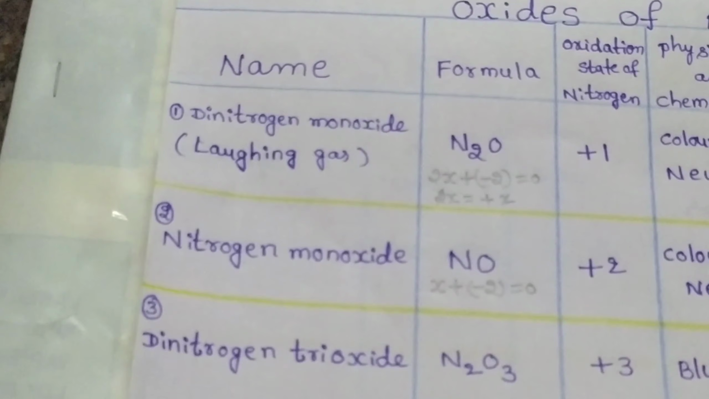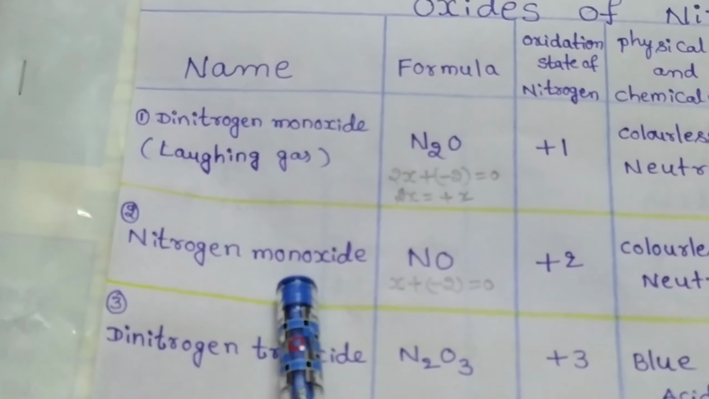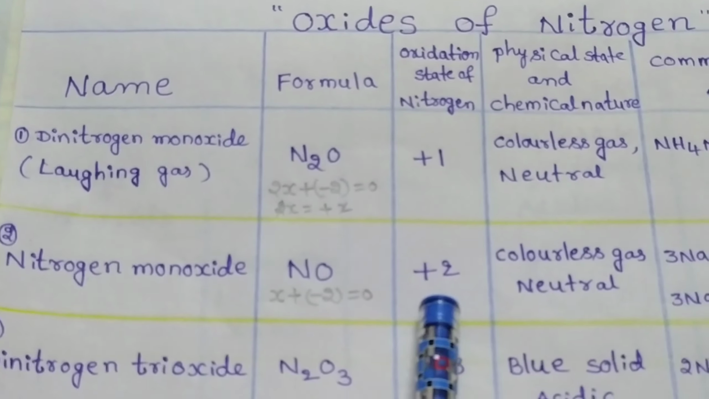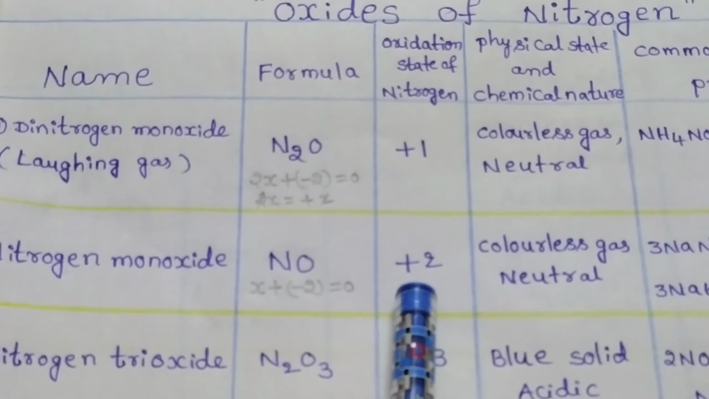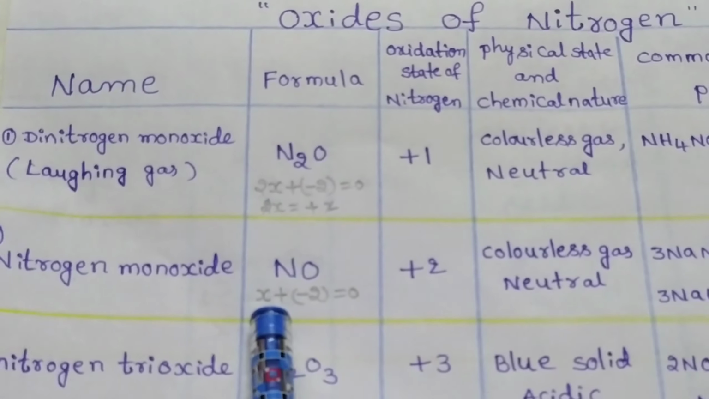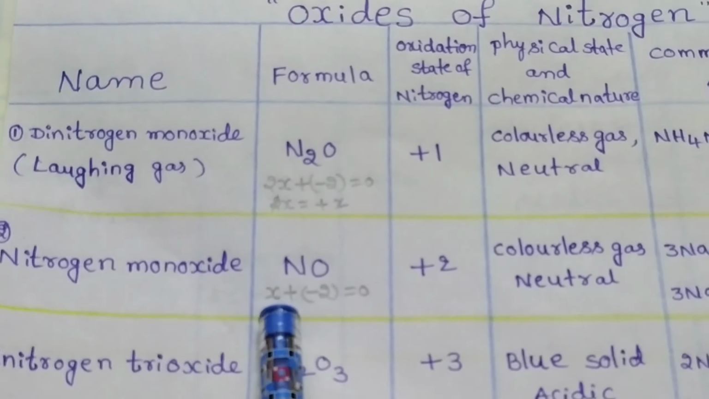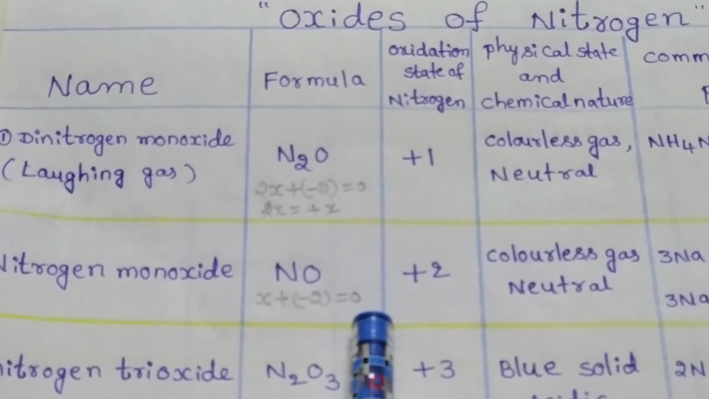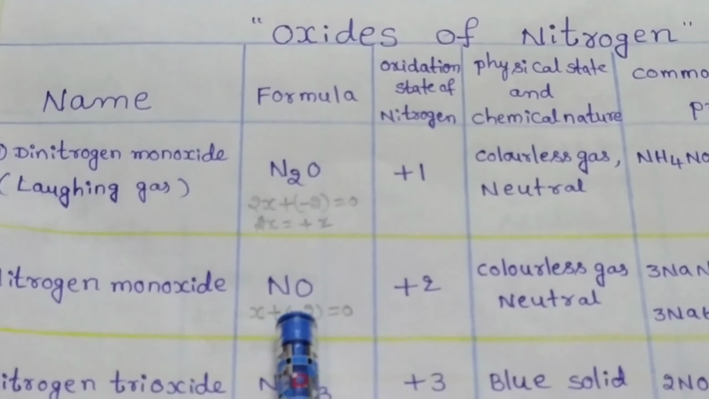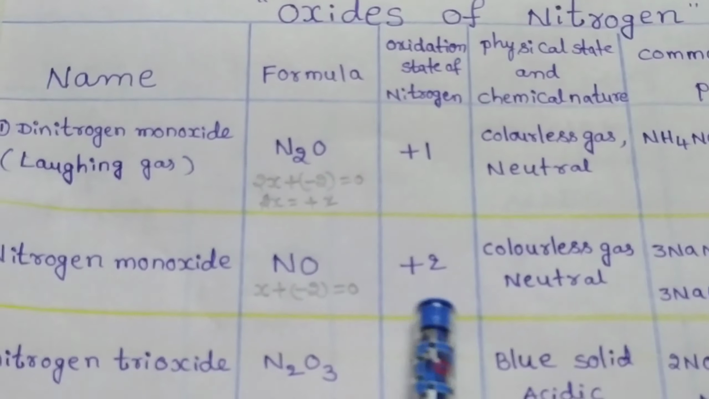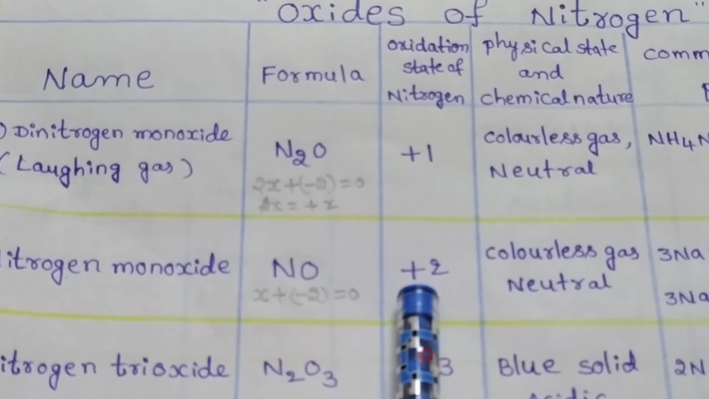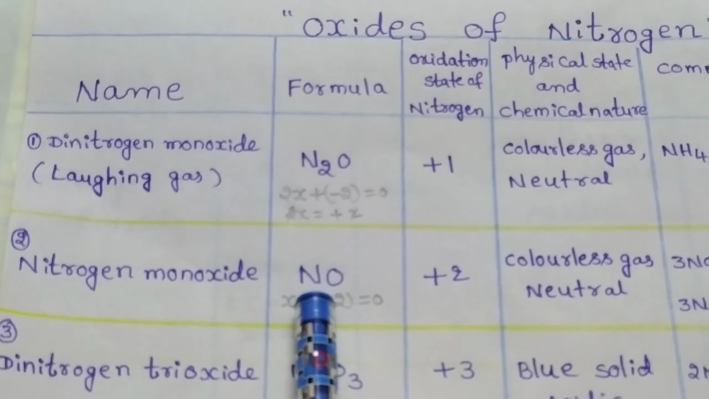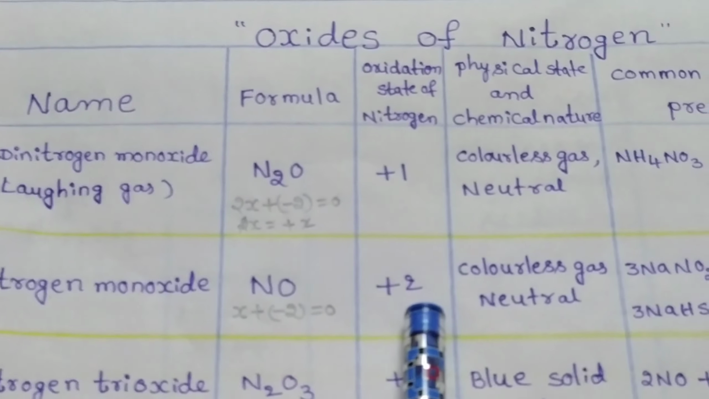Now we discuss nitrogen monoxide. Formula NO. Oxidation state is +2. Let the nitrogen oxidation state be X, plus the oxygen oxidation state of -2, equal to 0. When we pass this -2 to the right hand side, we can write +2. So the oxidation state of nitrogen in nitrogen monoxide is +2.